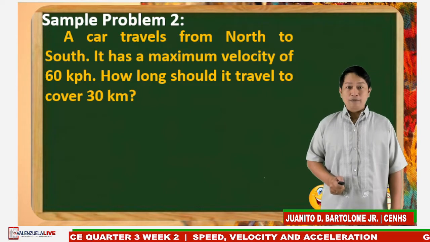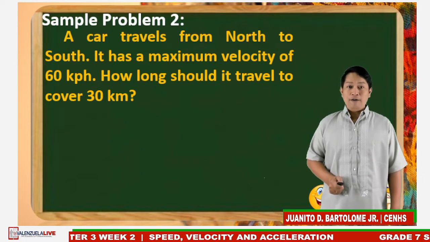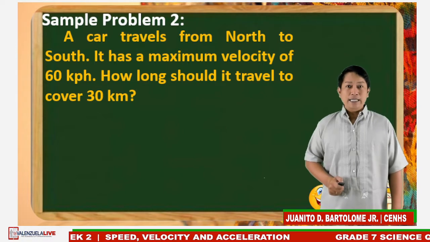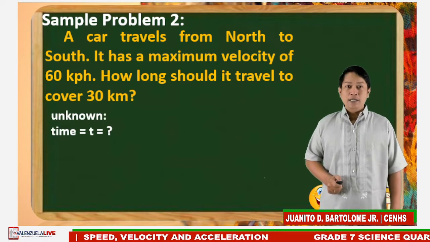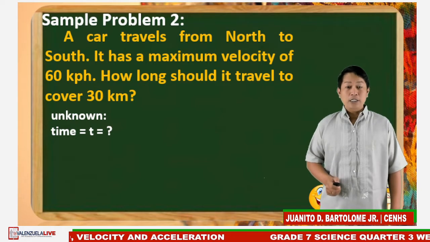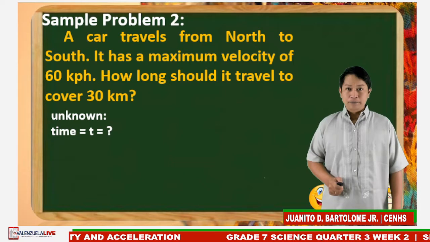And for sample problem number 2, a car travels from north to south. It has a maximum velocity of 60 kilometers per hour. How long should it travel to cover 30 kilometers? First, let us find out what is being asked. Based on the problem, we have to answer the question, how long, which represents time. The unknown quantity is time.